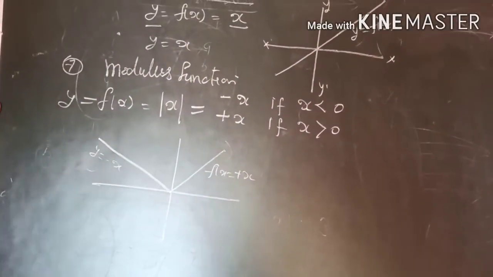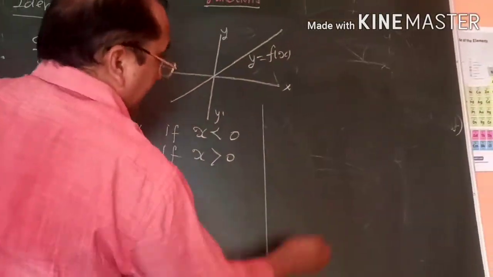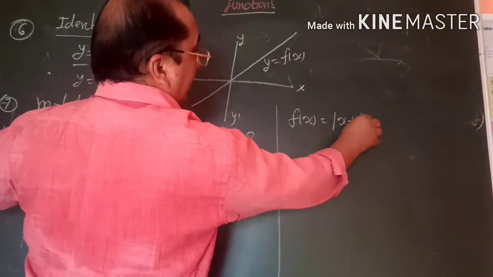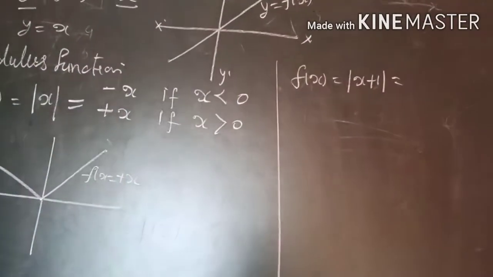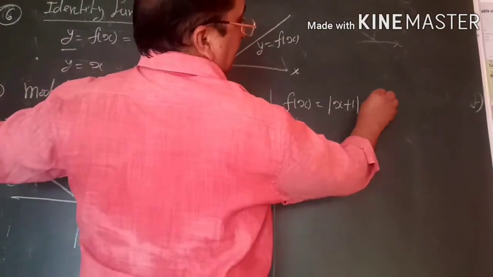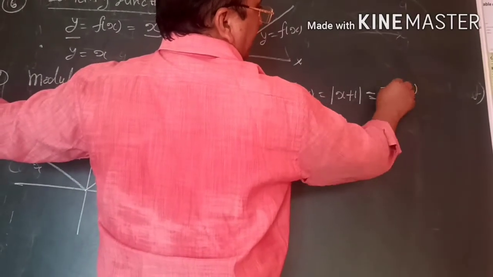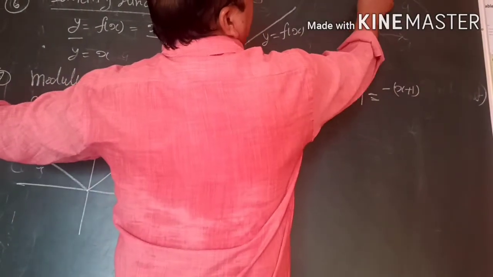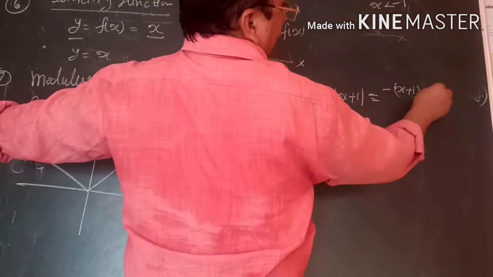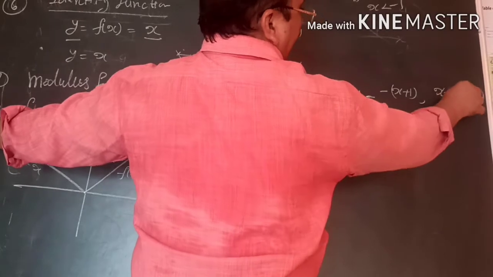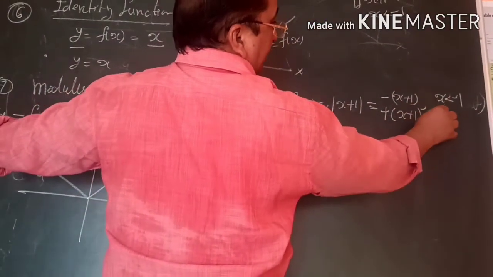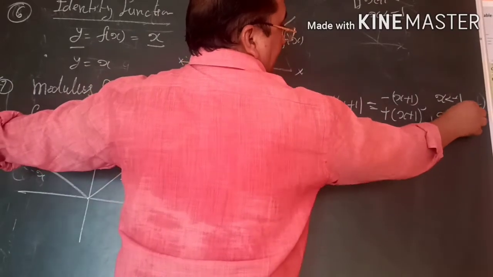Suppose one more: f(x) = |x + 1|. Now how can we draw the graph of |x + 1|? It can be -(x + 1) if x + 1 is less than 0, meaning x is less than -1, or +(x + 1) if x is greater than -1.